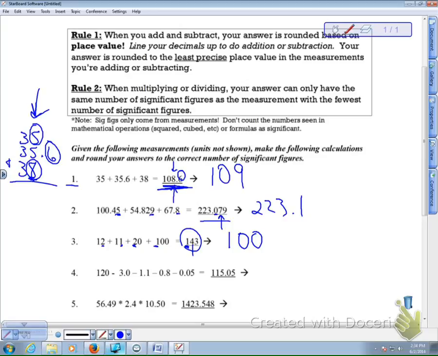And number 4 is a subtraction problem. We're not going to do anything different. We still do place value. So in number 4, I see the tens place, the tenths place, tenths again, and the hundreds. Out of those measurements, in this one we see the guess occurring farther to the left, in the tens place. So I must round this answer to the tens place. The 5 behind it tells me to round up, so that will be rounded to 120.